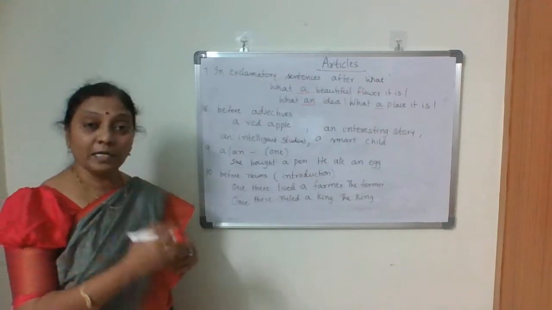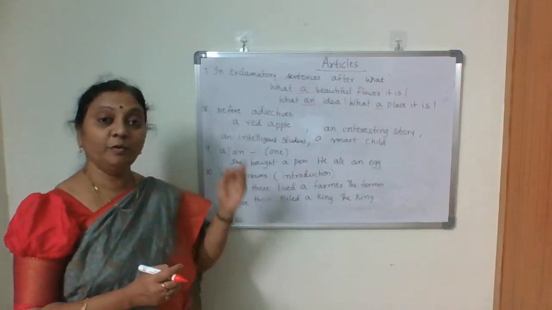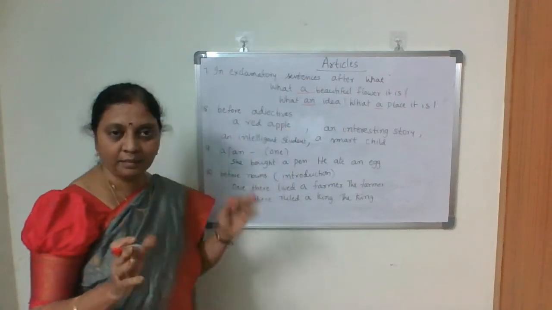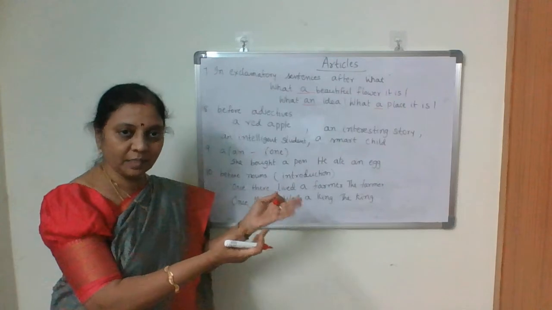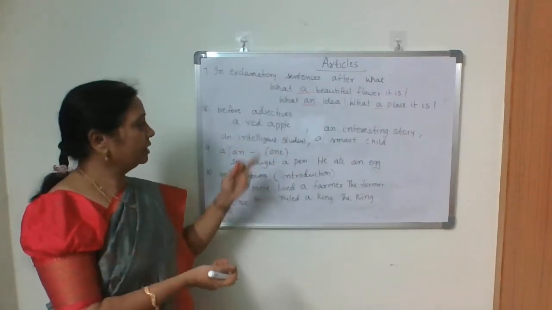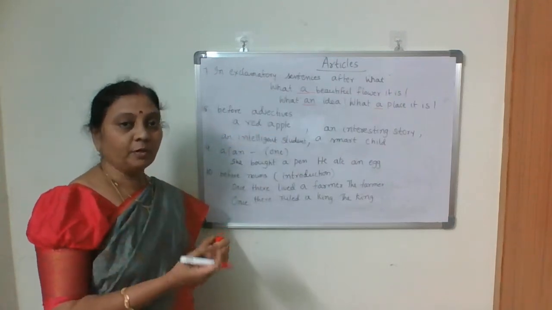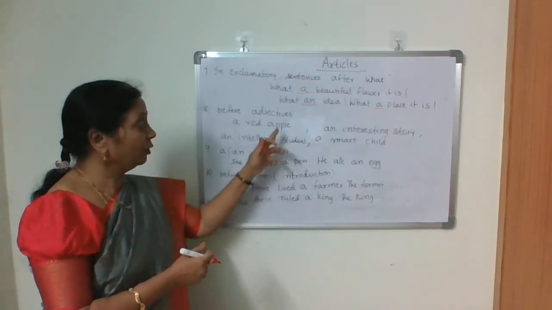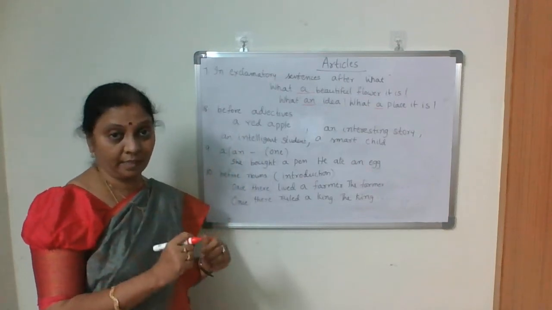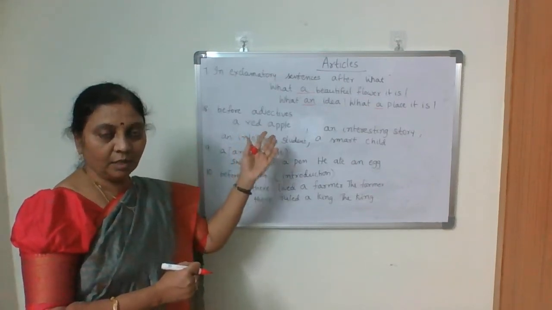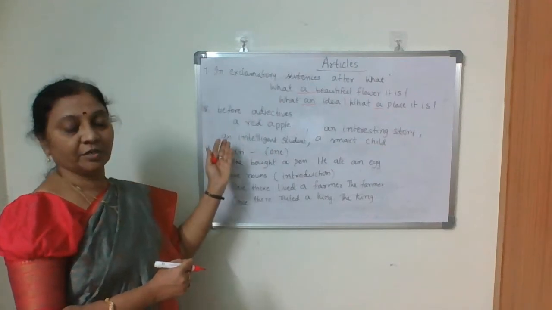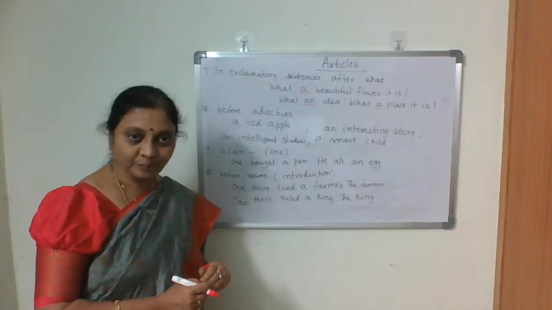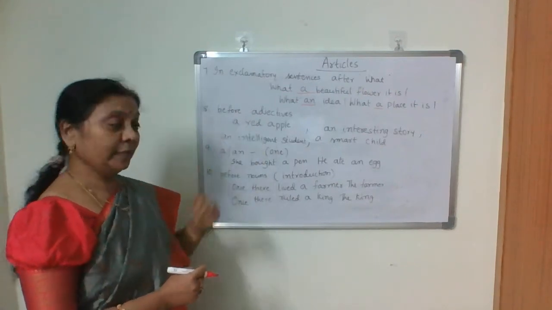Next, before adjectives, you also use articles. Usually we say "an apple" because apple is a noun that begins with a vowel sound. But if a word like "red", a color, comes before apple, that is an adjective, so you have to add the article before the adjective. Then it becomes "a red apple". Okay, a red apple you can use.